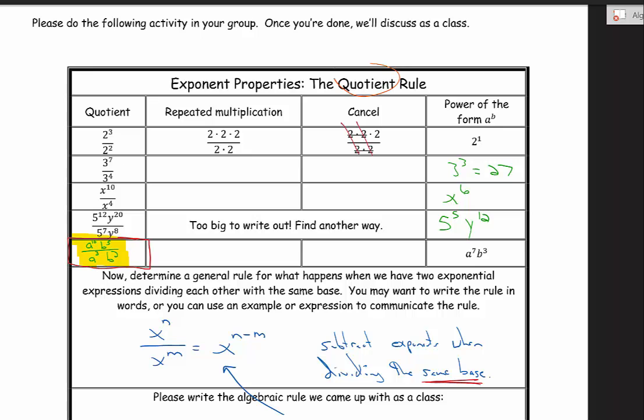Alright, quotient rule. Quotient means we're going to divide something. And when we divide, what we can do is actually take and subtract. So 7 minus 4 is 3. So that's 3 to the third. Why can I do that? Because the bases are exactly the same.